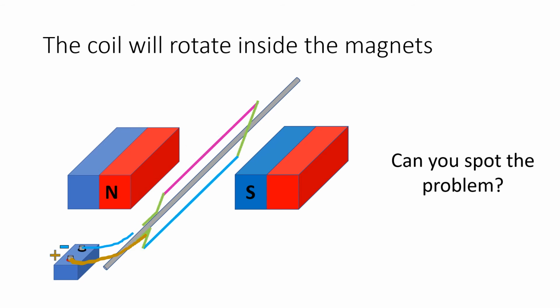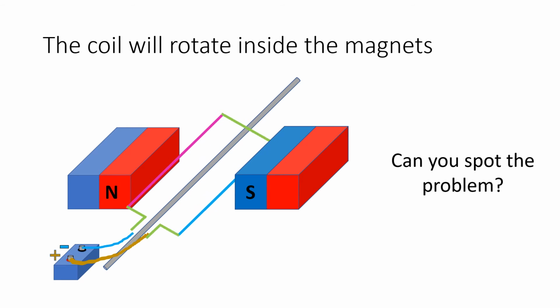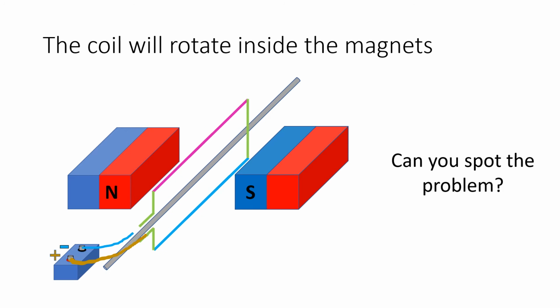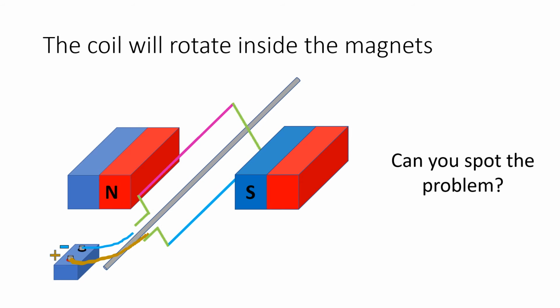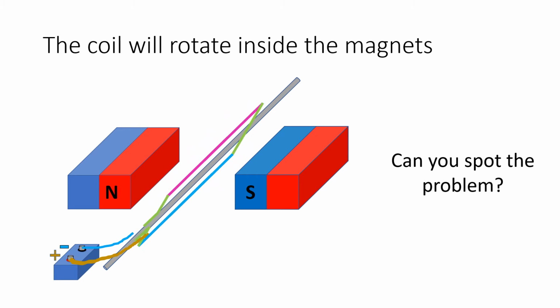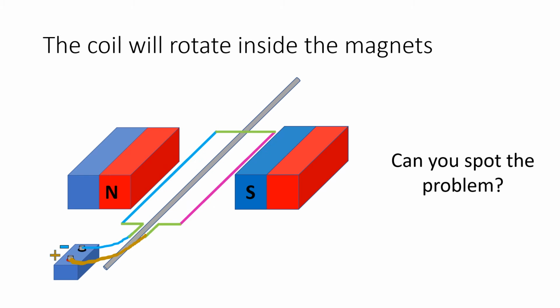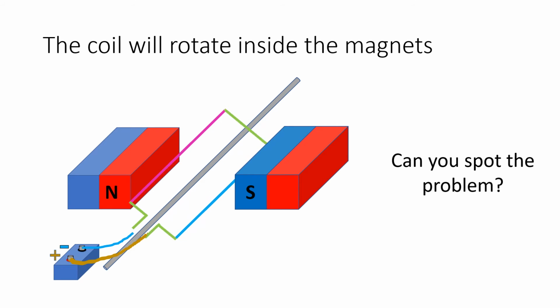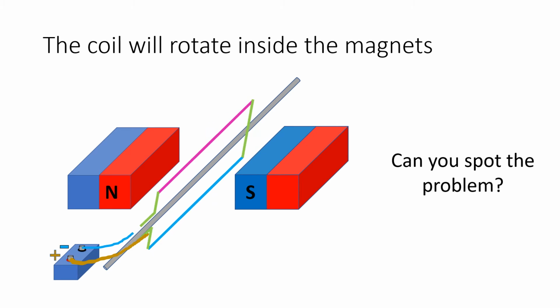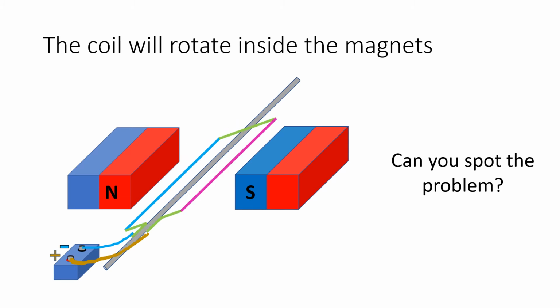With one side moving up, the pink side, and the other side moving down, the blue side, that actually causes the coil to rotate. However, there is a problem. I'd like you to pause the video for 2 minutes maximum, and I want you to use Fleming's left-hand rule to see if you can identify what the problem is. Pause the video now.